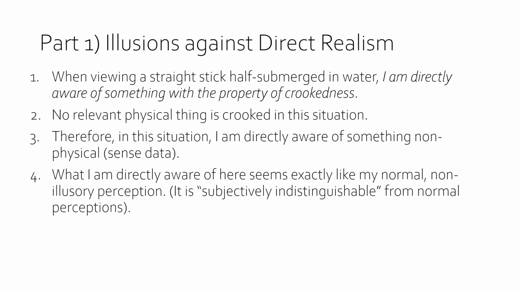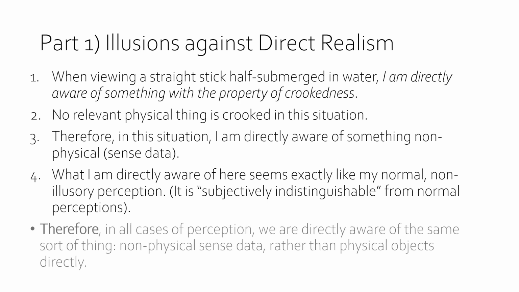So if I'm seeing an illusion, I can't tell it's an illusion, then it must be just like my normal perceptions. If that's the case, then in all cases of perception, we're directly aware of the same sort of thing, non-physical sense data, rather than physical objects directly. Premise 4 is sometimes known as the common factor principle. What I'm aware of in cases of illusory perceptions has something completely in common with my normal perceptions, so I must always be perceiving the same sort of thing.